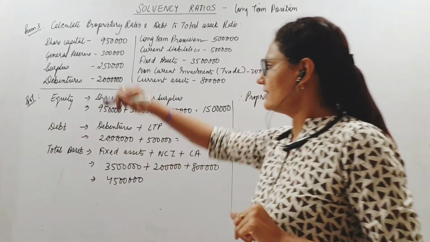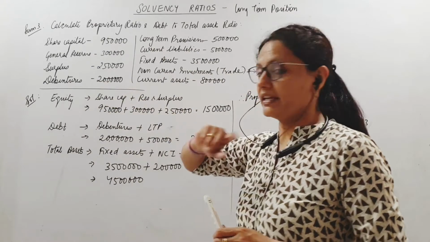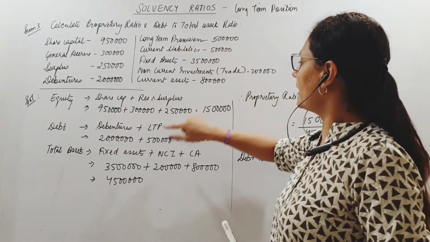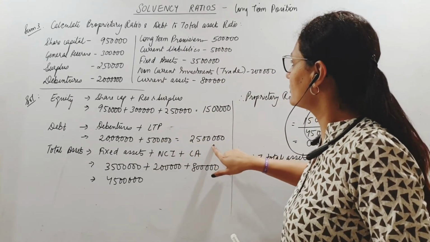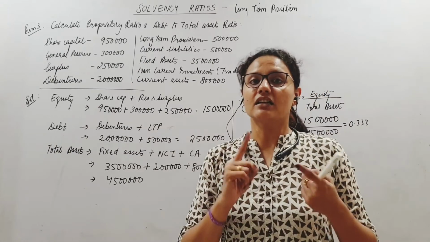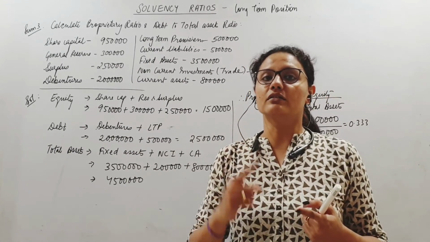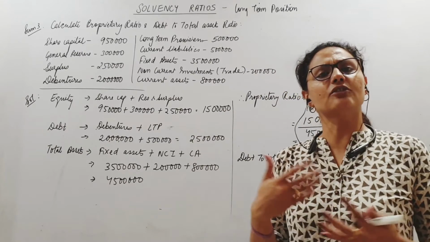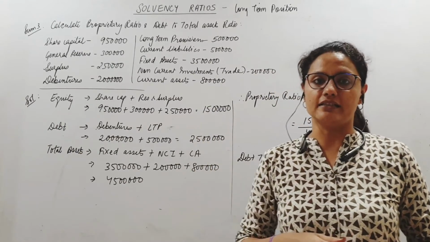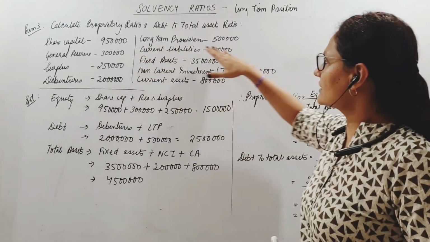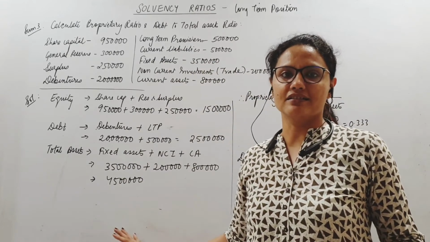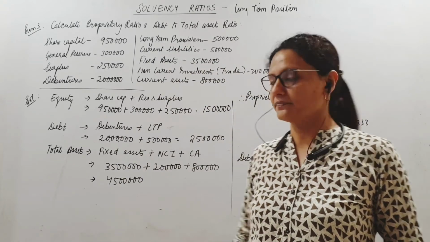Let us talk about debts. Debts would include debentures. Debentures are long-term borrowings, 20 lakhs. Plus long-term provisions are also given of 5 lakhs, so we add that as well. So that makes it 25 lakhs, rest nothing is there in long-term debt. Please be very clear, current liabilities is not long-term debt. Okay, current liabilities are short-term debts, which is not going to be calculated for long-term solvency, isn't it? So, this current liabilities figure that is given here, I am not going to use it in calculation of debt.